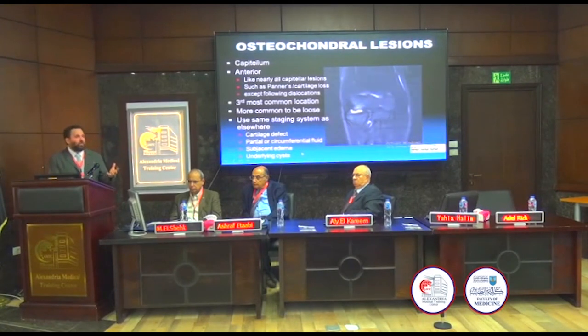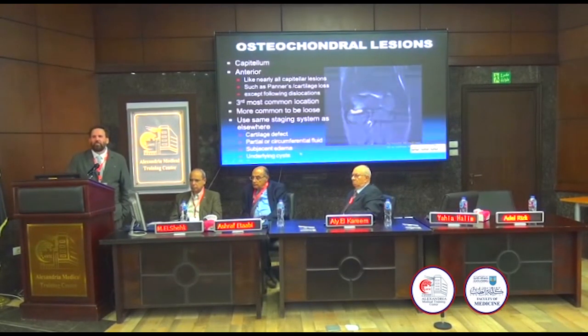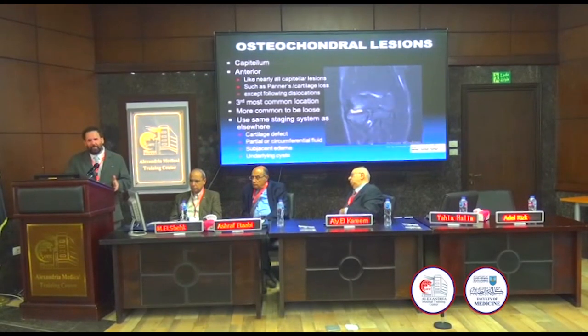Now, you can also get bone and cartilage loss together. We call those osteochondral defects or lesions. And they occur in one location, the capitellum, and again, anterior in the capitellum. Most common place to get osteochondral defects is the knee, followed by the talus dome, followed by the capitellum.